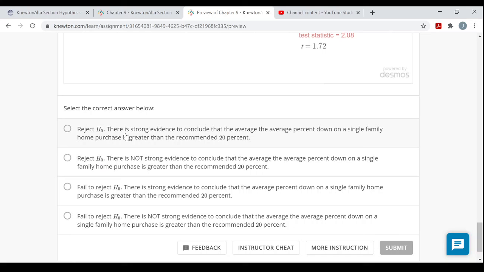Let's read the conclusions. So this first one says, reject the null. There is strong evidence to conclude that the average percent down on a single family home purchase is greater than 20%, and that's what I was saying earlier. That was the alternative hypothesis, right? If you reject the null, then the evidence concludes, you would support the alternative. That's our final conclusion there. This one's saying there's not enough evidence to support the alternative, but if you rejected the null, that means there is enough evidence to support the alternative. So that's what this first one is. That one's the only one that's any good.